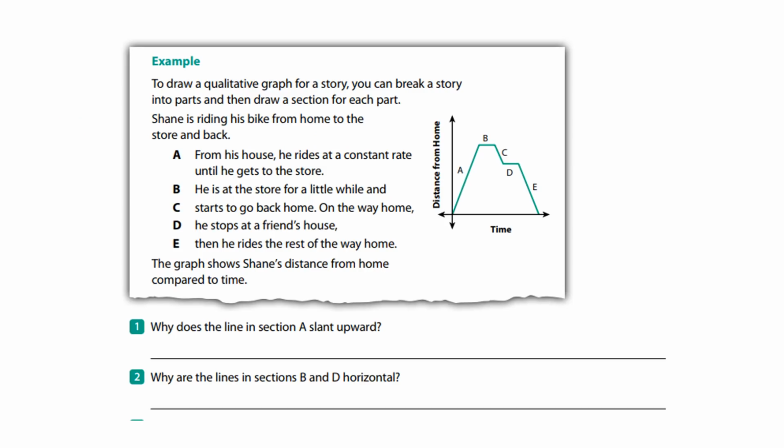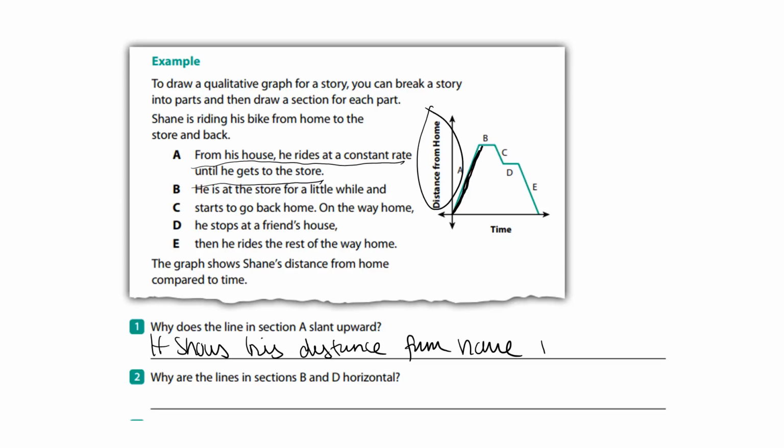For numbers 1 and 2 on page 107, we have to refer to the example. Number 1, why does the line in section A slant upwards? So we're looking at this section here, it's going up. And if we look at description A, it says from his house, he rides at a constant rate until he gets to the store. It shows his distance from home, because that's what we're talking about, the distance from home, is increasing because he is driving away from home. He's going to the store.